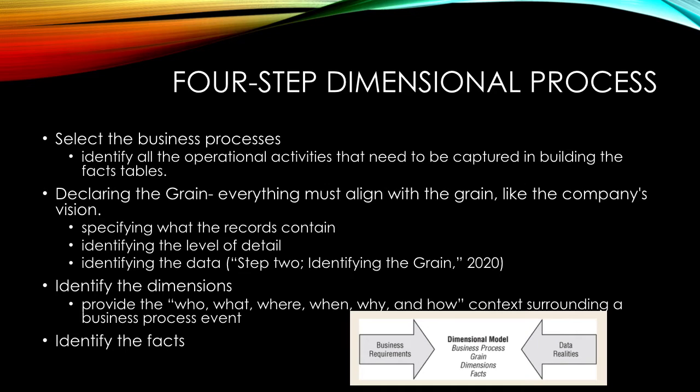After that, we can identify the dimensions, which provide the who, what, where, when, why, and how context surrounding a business process event. Lastly, identifying the facts. You can see in the figure below how in the dimensional model we have the 4-step process in the middle, and on the left you have the business requirements, and on the right are the data realities.